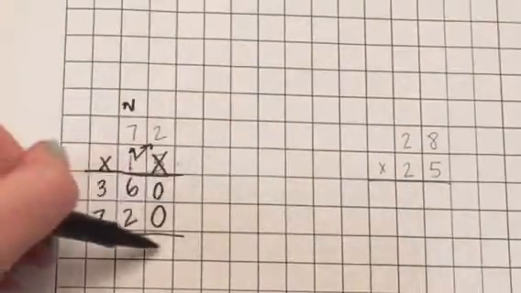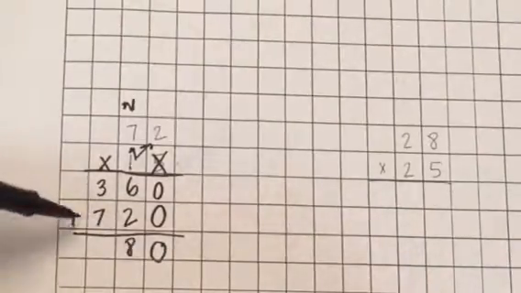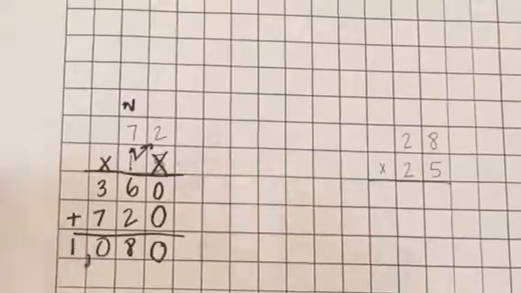So now I need to add them together. 0. 6 plus 2 is 8. 7 plus 3 is 10. Okay, and our last one. It's 28 times 25. So I'm going to start in my ones place. 5 times 8 is 40. 5 times 2 is 10, plus 4 is 14.